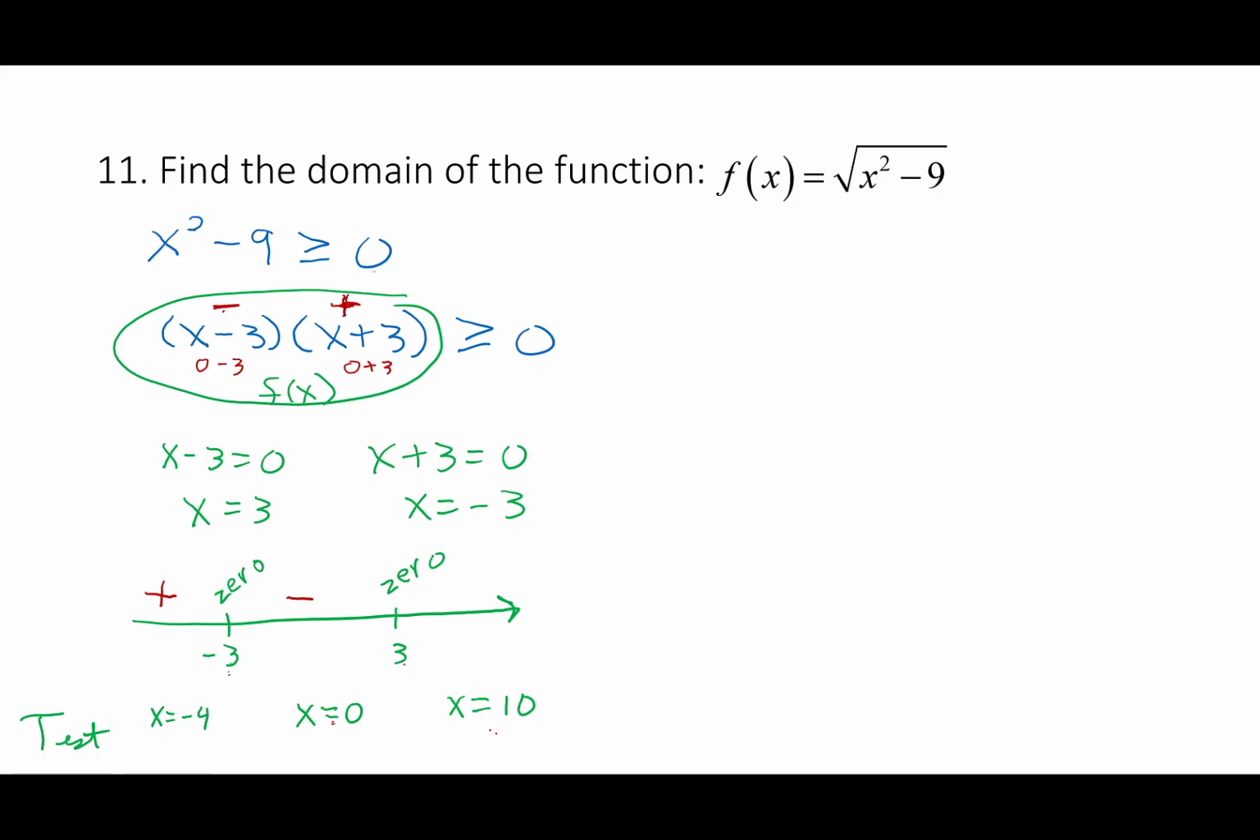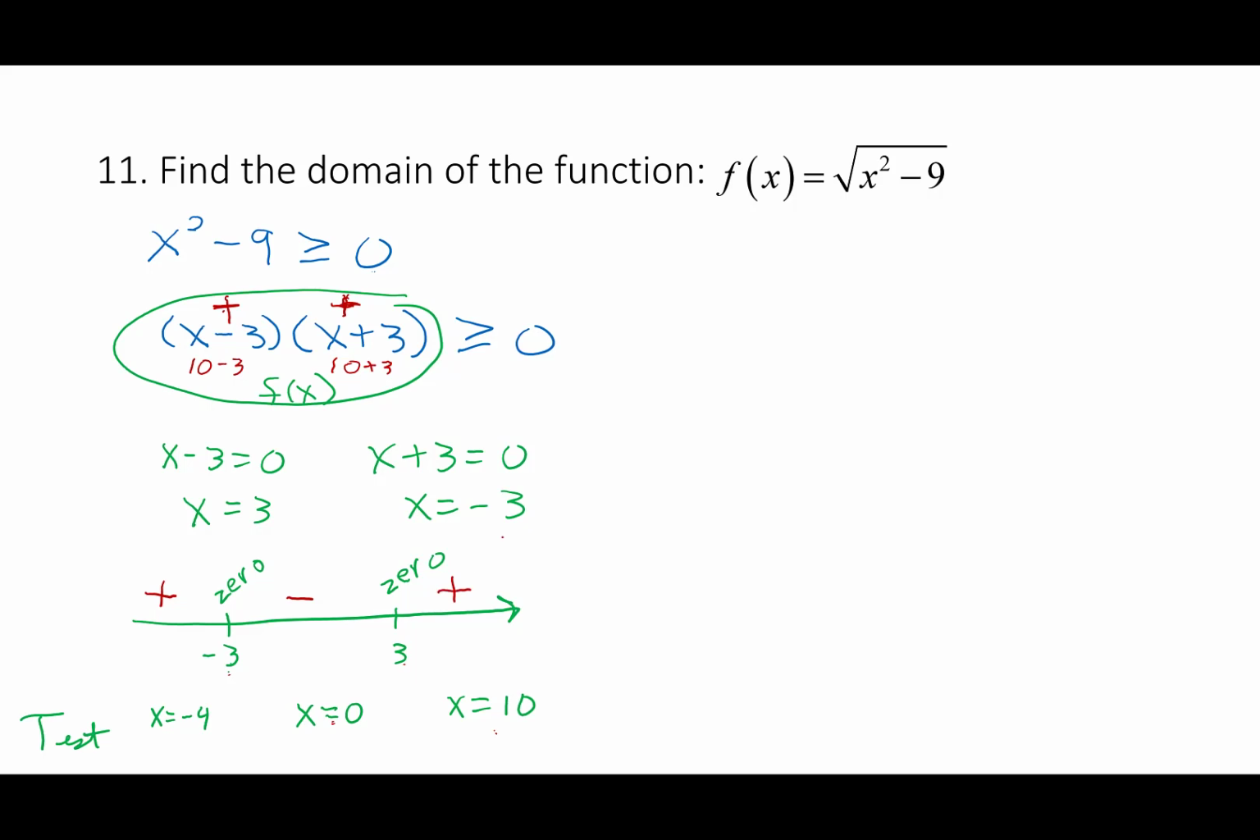To the right of x equals 3, we're going to test x equals 10 to see what we've got going on there. I didn't even need to change anything there. I can actually just write this as 10 minus 3, 10 plus 3. 10 minus 3 is positive, 10 plus 3 is positive. So to the right of x equals 3, all my function values are going to be positive. All my y values will be positive there.